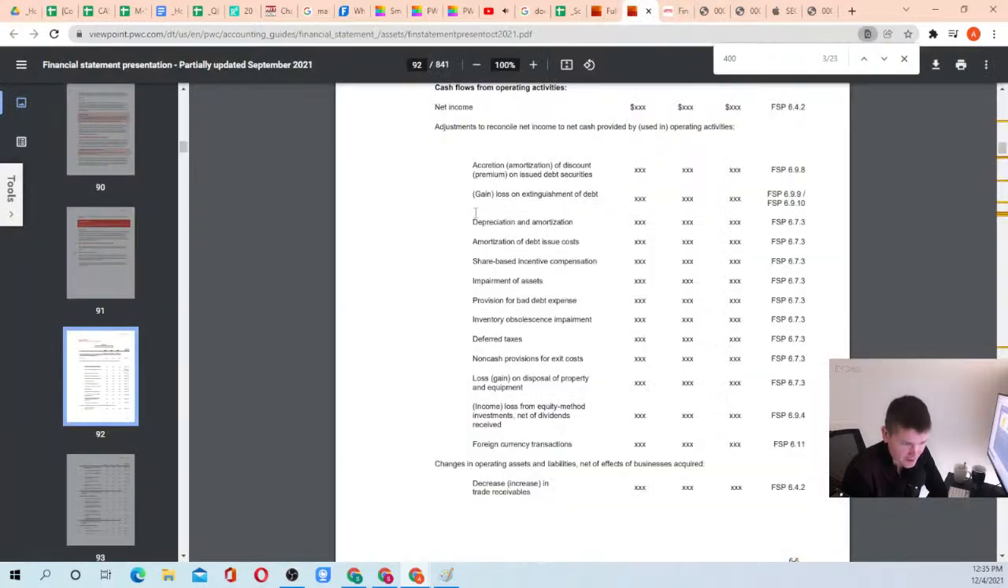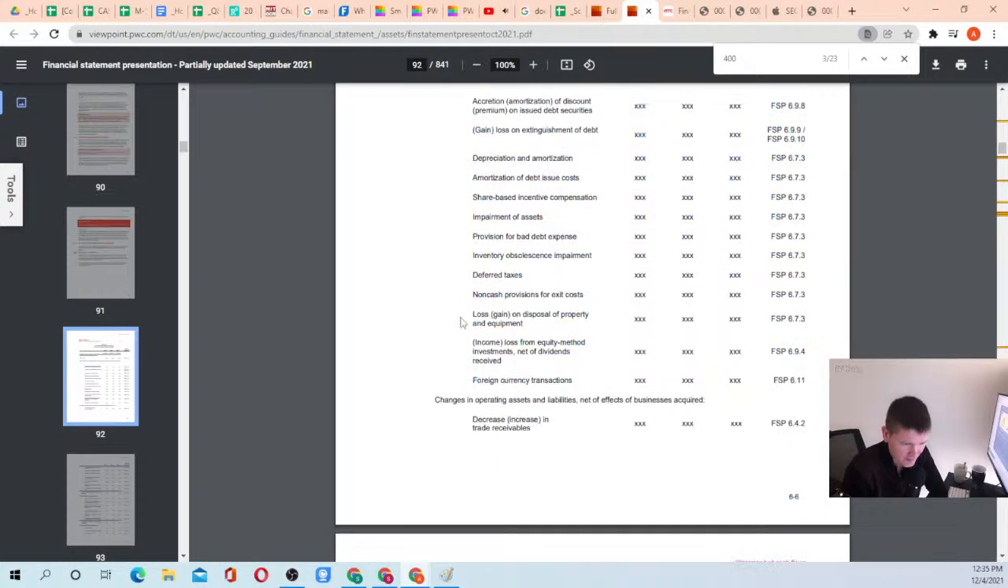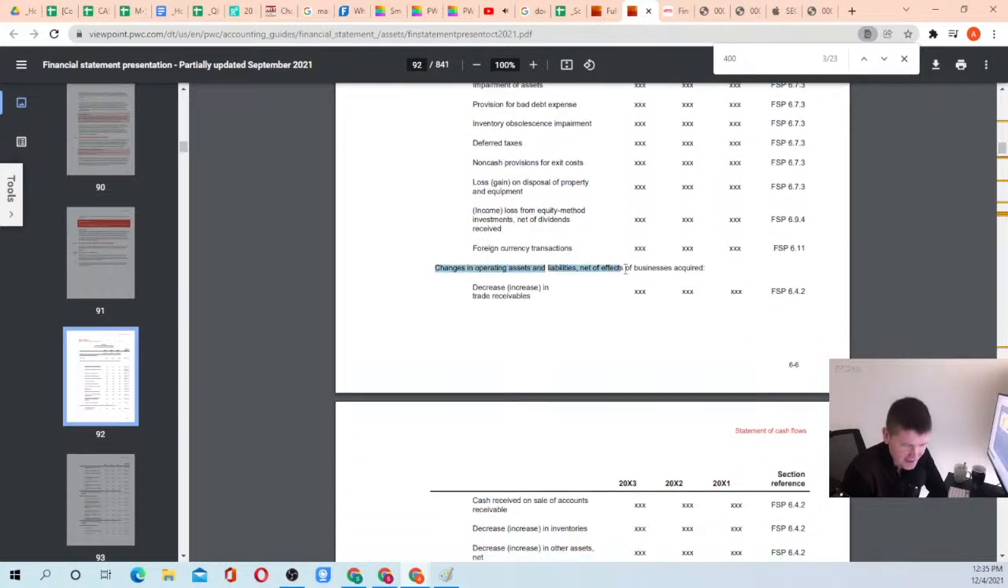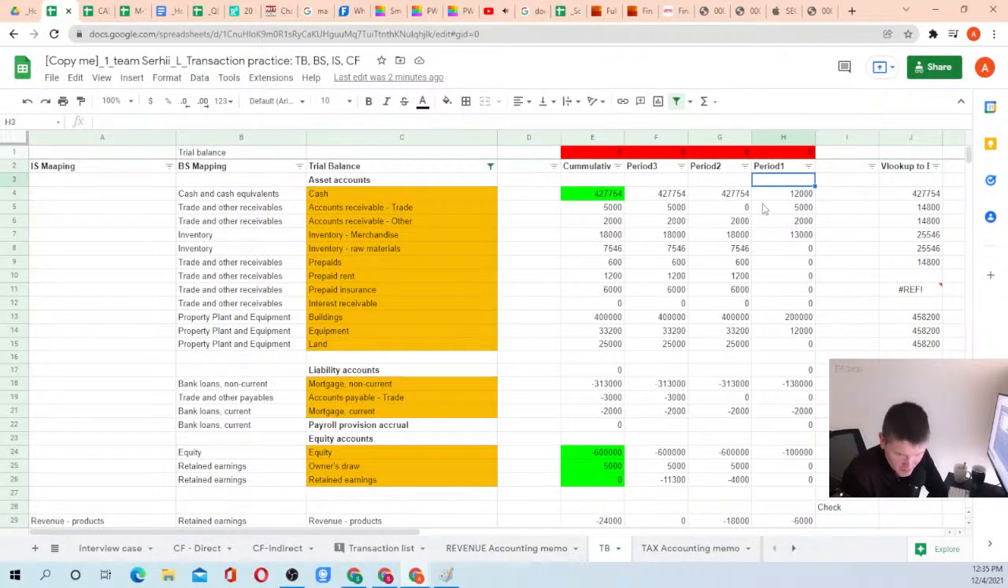Now, let's see. So here we have a huge list of those non-cash activities. And then we have changes in operating assets and liabilities, net of effects of business acquired. Let's go to our trial balance and see if anything changes in our balance sheet. Trial balance sheet. Yeah, we have a lot. Let's call it period 0. And we have zeros in period 0 because our company doesn't exist in that period.